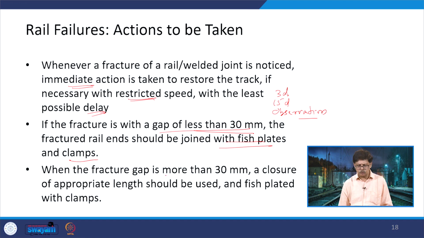But say if it is more than 30 mm, then a rail closer is inserted there of whatever is the size of that particular gap. So, that rail closer is inserted, and then the fish plates and the clamps are placed at the top of it, so as to keep it in position. So, you have reduced the gap by insertion of a rail closer, and have also put it in place by way of the placement of the fish plates.